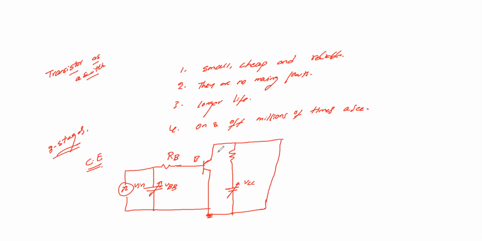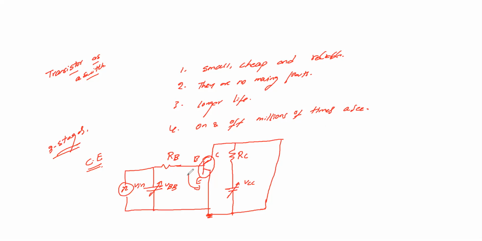So it is your base, it is your collector, and it is your emitter. It doesn't matter whether you are taking a PNP transistor or an NPN transistor. Last class itself, we have discussed. So this is your resistor, I'll take this as RC, the current flowing through there is your IC. Okay, let's see that. So when you are applying Kirchhoff's voltage law, the voltage will be like this.